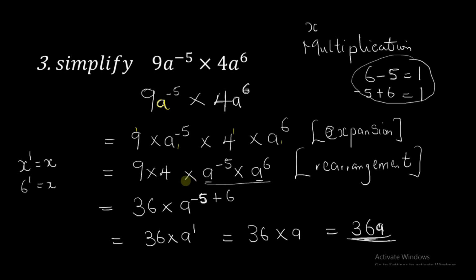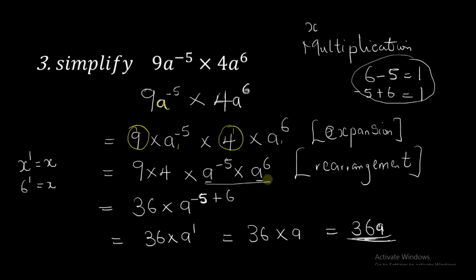Having expanded it, you can now rearrange the numbers. And how do you rearrange? Take the ordinary numbers to one side, and take the index numbers to the other side. So we have arranged the ordinary numbers here, 9 and 4, which is 9 times 4. And the index numbers are arranged on this side, which is a raised to the power minus 5 times a raised to the power 6.